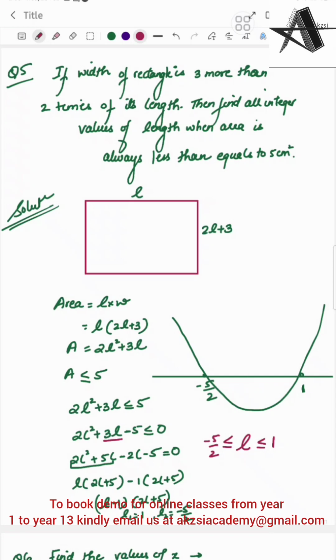So when I move on the number line, 0 will be here. I have to select all the values that are greater than 0, but I can't go beyond 1 because that's the limit. So my final answer will be that L should be greater than 0, and not equal to 0, because length cannot be 0. If length becomes 0, you will get a straight line. So L should be greater than 0 and less than or equal to 1. That will be your final answer.